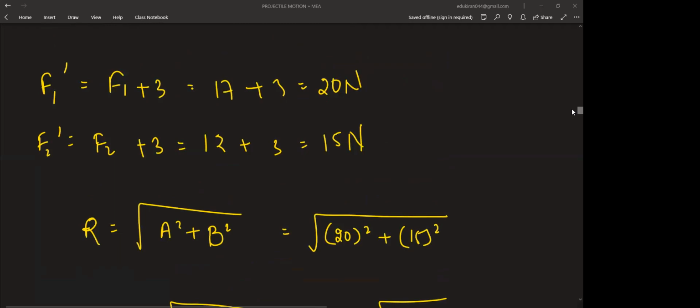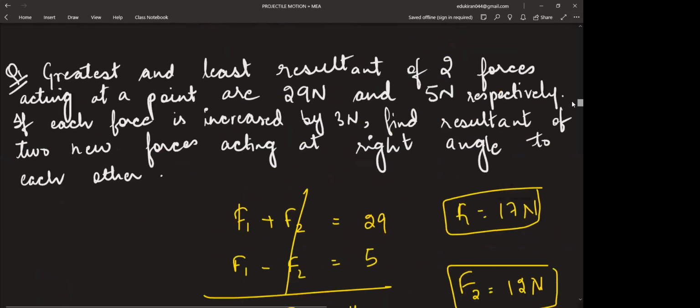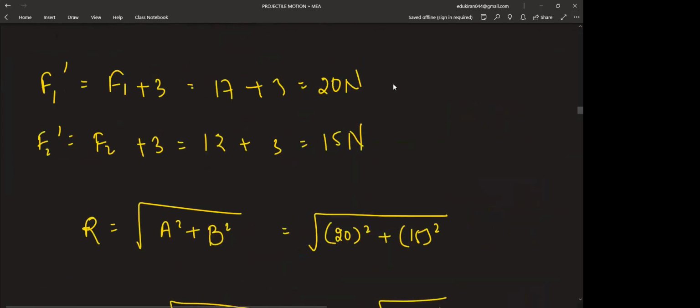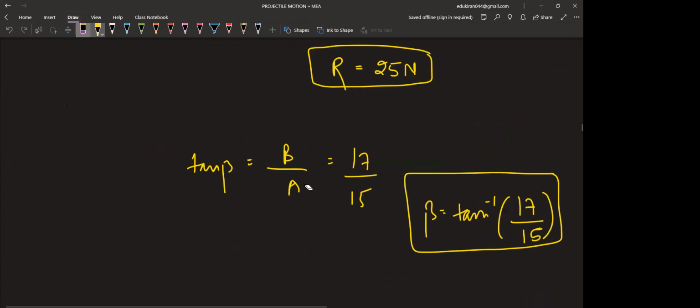Yes, this is 20, not 17. 17 was the previous one. Yes, right. Please just interchange this. The first force is 20. So we have the two forces, the greatest and least. Find the resultant of the two new forces. Yes. So A is 20, this is B. So 15 by 20, correct. This is not 17. This was the previous data. Just make the correction.